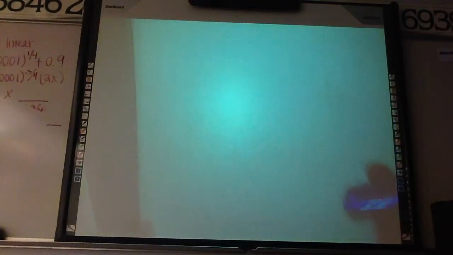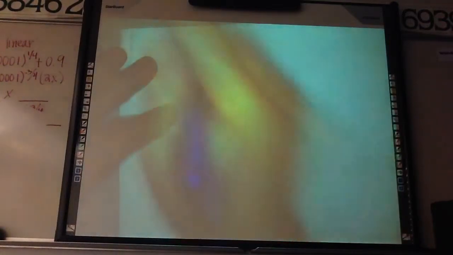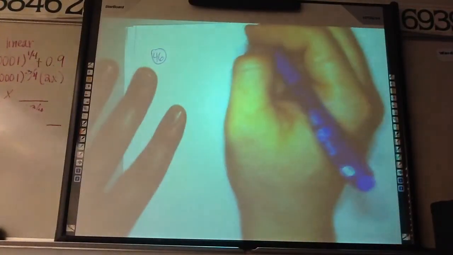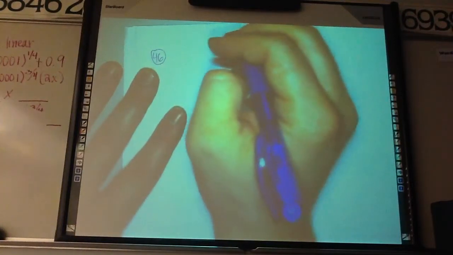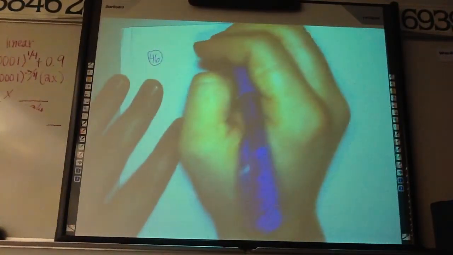Me too. I barely got my grade up from an F. This is number 46. I didn't even know they called the test. It's about tolerance. No, I was wondering. She didn't say anything though.